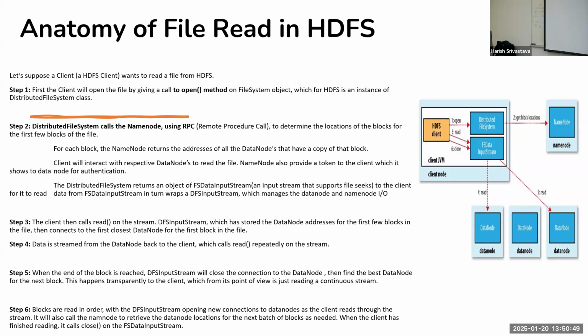So for each block, the name node returns the address of the data node where a copy of the block resides. The client will interact with the respective data node to read the file. The name node provides a token to the client, which shows the data node that the client is authenticated. So if I come to your home and I ask, where is the safe with your jewelry? Will you tell me? You will not tell me. So the first step is, the method is I want your safe information.